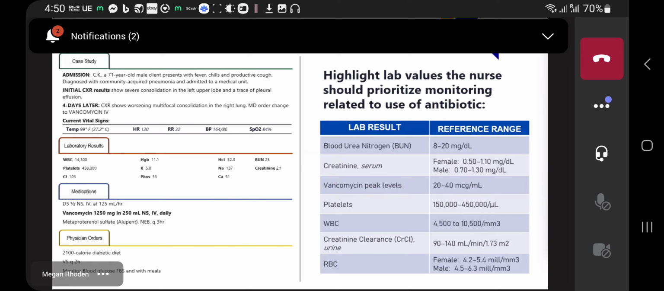Okay, so you have some lab results here. You have a BUN, creatinine, Vanco peak levels, platelets, WBCs, creatinine clearance, and RBCs, and you have some reference ranges. So 2 minutes on the clock, type your answer into the chat. Which of these lab values should the nurse prioritize monitoring related to the use of the antibiotic in this scenario? 2 minutes on the clock. Here we go.